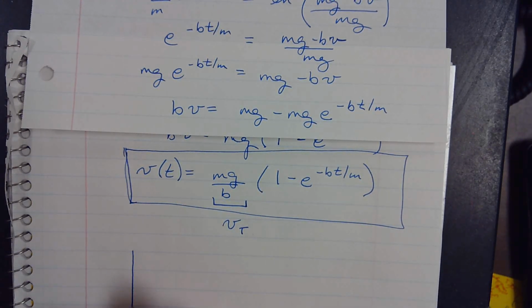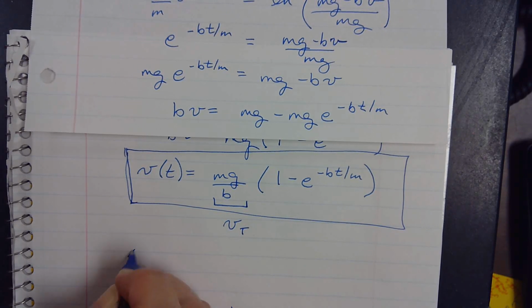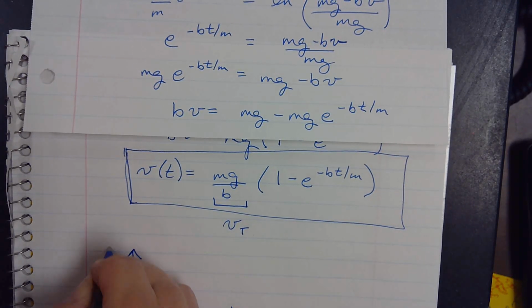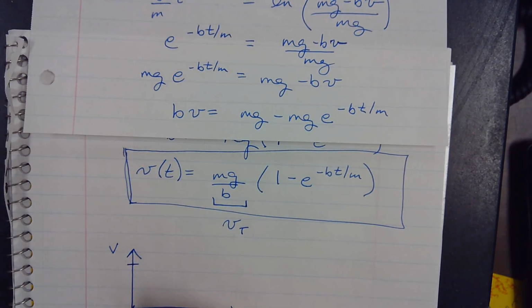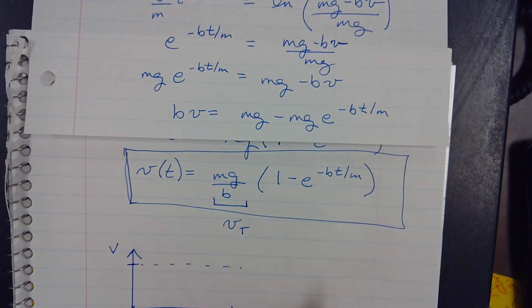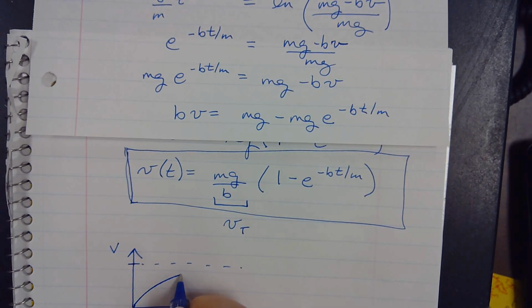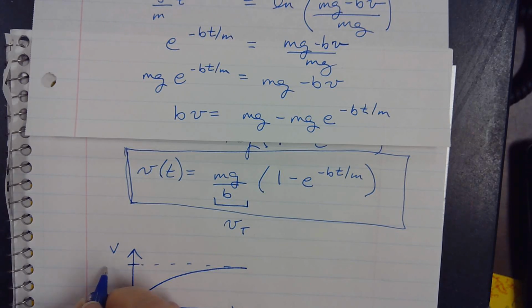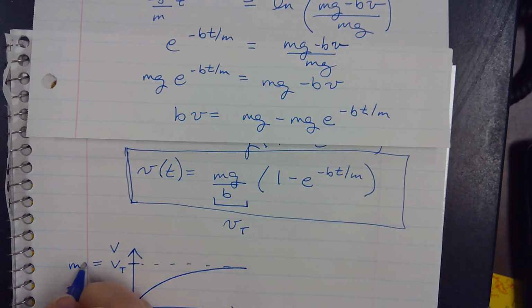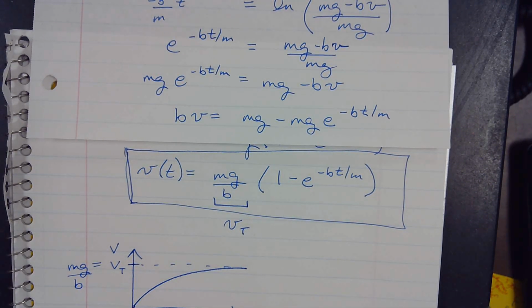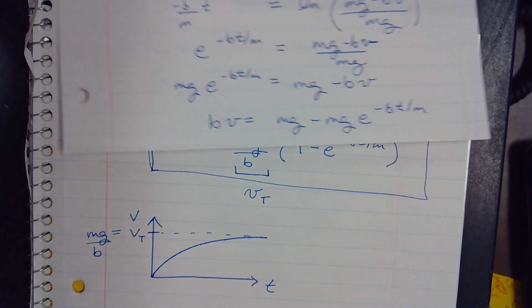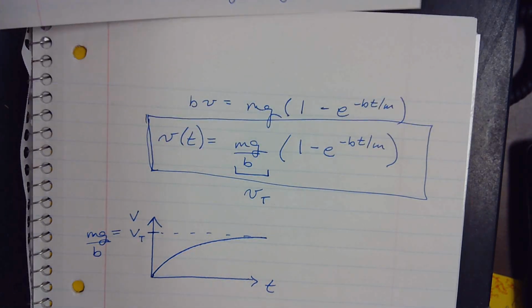So a graph of this is going to start at 0 and increase rapidly, and then at a slower and slower rate to the terminal velocity, which is given by mg over b. Oops, not on the screen. Okay, anybody still need the previous page?